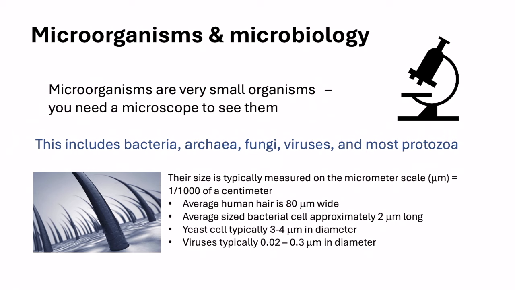When we're talking about microorganisms, we're talking on the micrometer scale, which is a thousandth of a millimeter. To put this in perspective, a human hair is around 80 micrometers wide, and a bacterium is about 2 micrometers long, so it's about 40 times smaller than the width of a human hair. Viruses are actually much smaller. So that's just setting the scene.